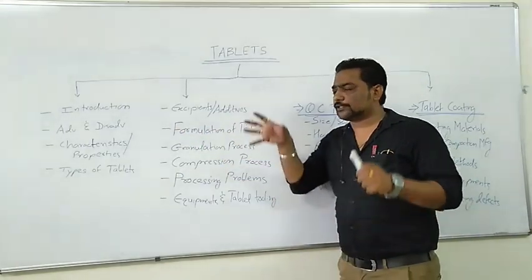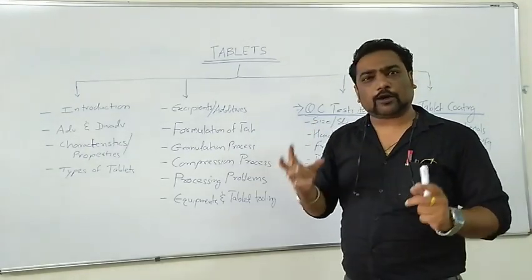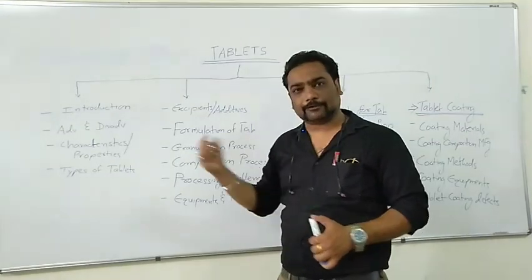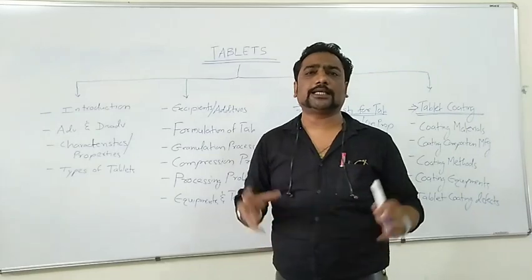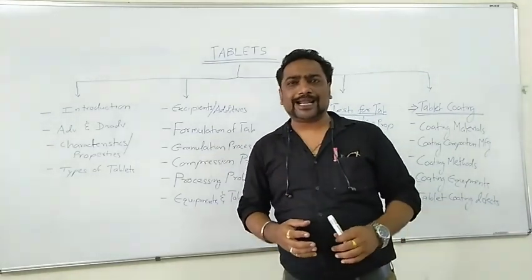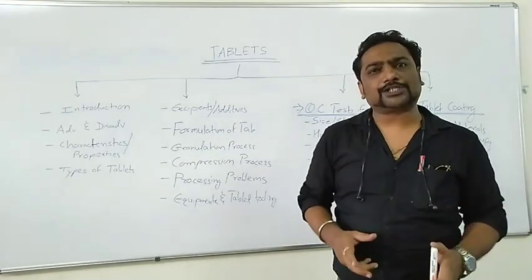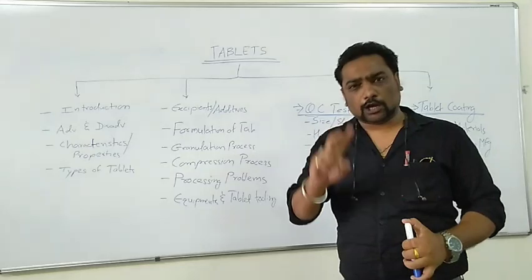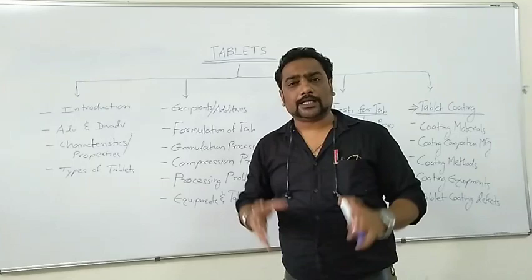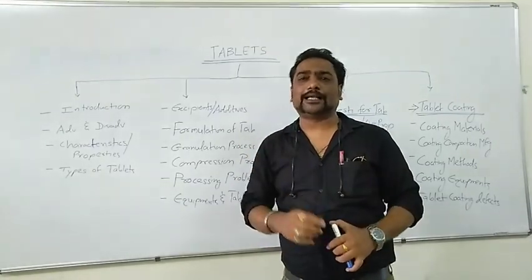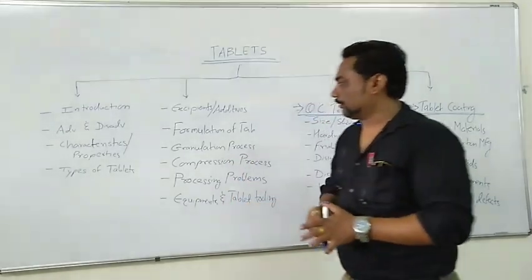Then we move towards the formulation part of tablet. If anyone needs to formulate the tablet, what are the formulation parameters that have to be considered, that we will discuss. Then we move towards the granulation process. Which are the granulation processes available? As you know, there are mainly 2 granulation processes available, that is dry granulation and wet granulation. Along with that, a third possibility is that if some material is directly compressible, then that material can be compressed directly also. So these are various granulation processes.